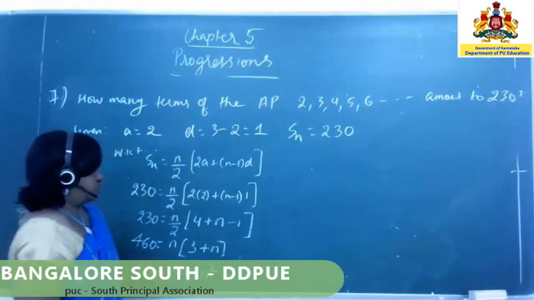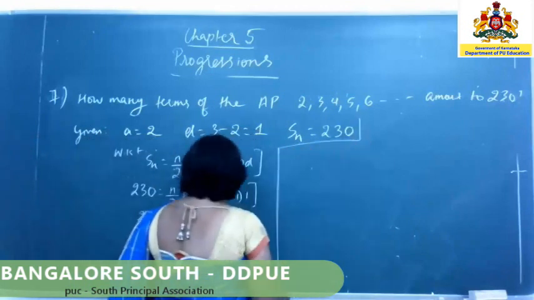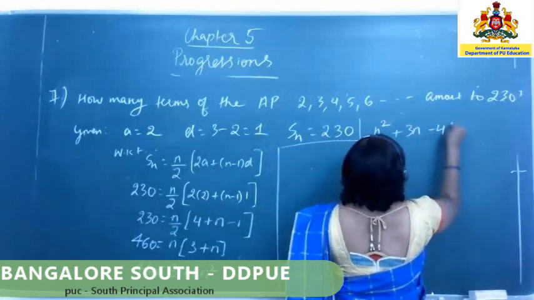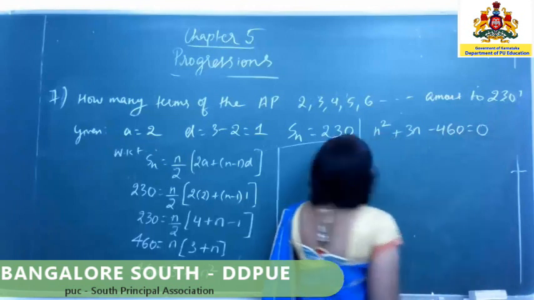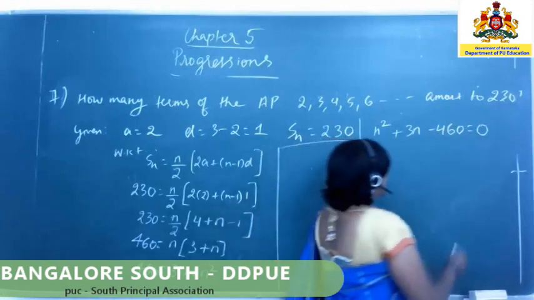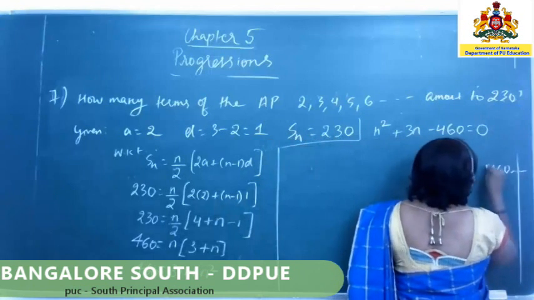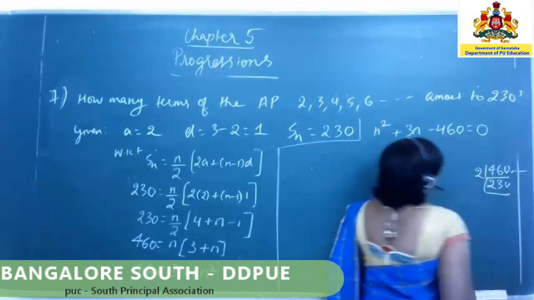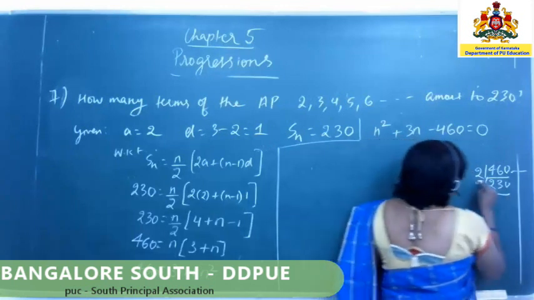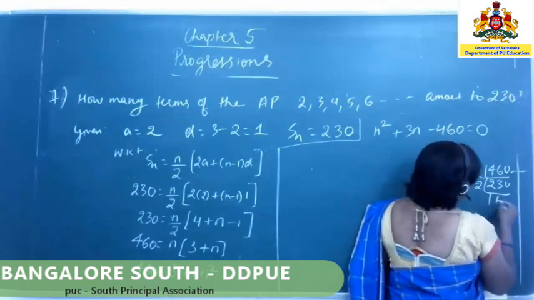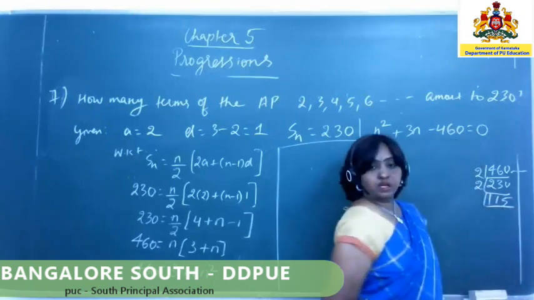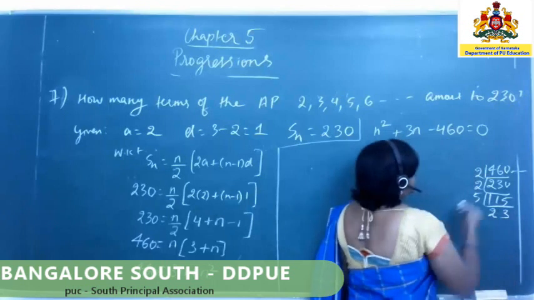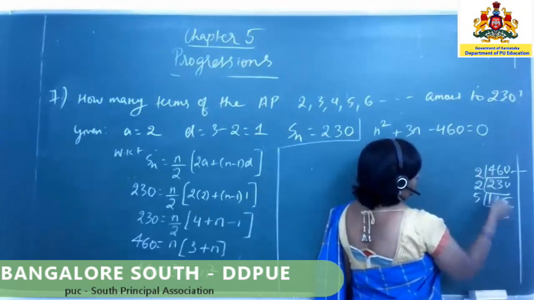So now bring this 460 to RHS. So I'll be getting n square plus 3n minus 460 is equal to 0. So consider the prime factorization for 460. So 2 into 2, 3, 0. Then again you can take 2 again. So 2, 1, 2 into 1, 2 into 5. Then you can consider 5, 5 into 2, 5 into 3. So 5 into 2, 10, 10 into 2, 20, 20, 23.